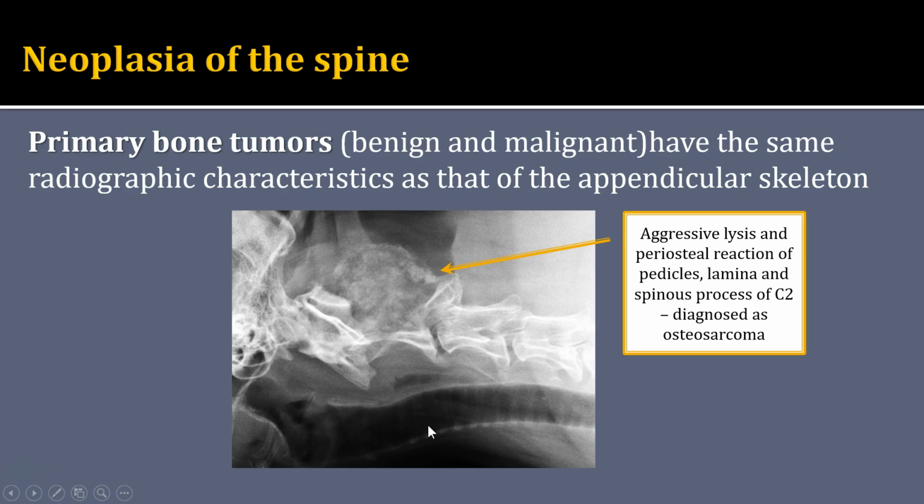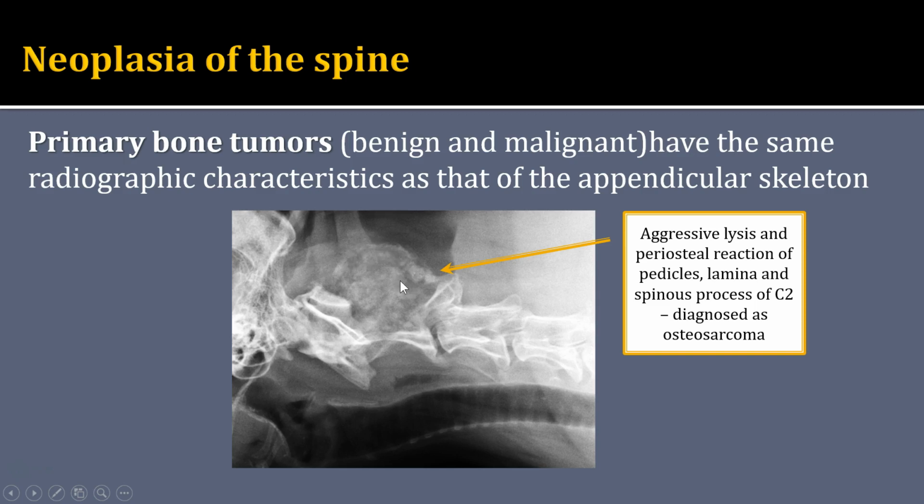I just have a few different examples of some cases of the different ways that neoplasia can affect the spine. Let's start with primary bone tumors. And remember, you can have both benign and malignant. The radiographic findings will be similar. We spent most of our time on the aggressive or more malignant primary bone tumors. And so we're going to look at our patterns of lysis and proliferation. This is a lateral view of a patient with an osteosarcoma that's affecting C2.